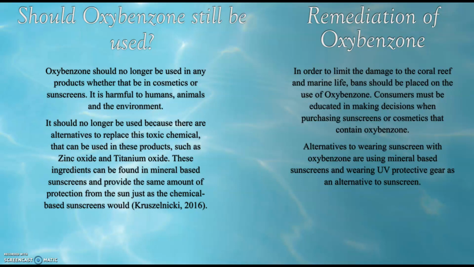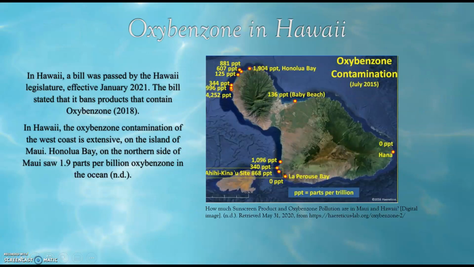In order to limit the damage to the coral reef and marine life, bans should be placed on the use of oxybenzone. Consumers must be educated in making decisions when purchasing sunscreens or cosmetics that contain oxybenzone. And alternatives to wearing sunscreen with oxybenzone are using mineral-based sunscreen and wearing UV protection gear as an alternative to sunscreen. So, in Hawaii, a bill was passed by the Hawaii legislature effective January 2021, and the bill stated that it bans products that contain oxybenzone.